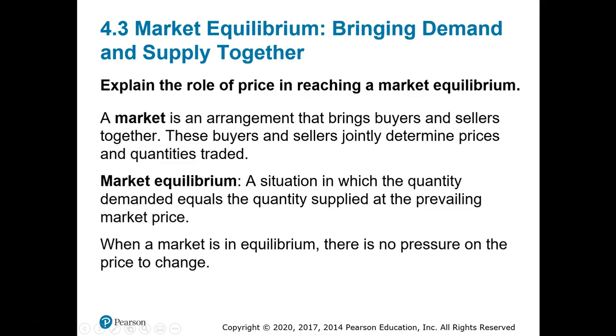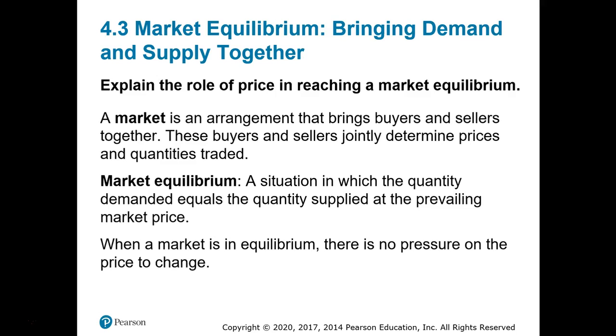These buyers and sellers jointly determine prices and quantities traded. You shape what is sold on the shelves of your grocery store. If you don't buy it, it'll disappear. If you buy a whole bunch of it, and typically, unless you're Walmart, it'll keep staying on the shelves. This is because of market equilibrium. It's a situation in which the quantity demanded equals the quantity supplied at prevailing market prices.